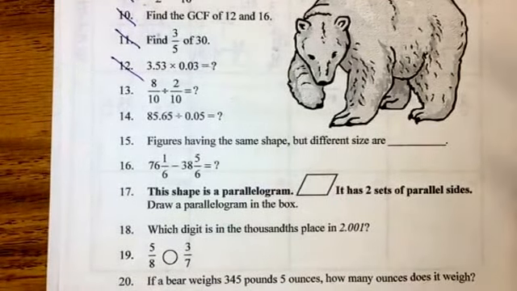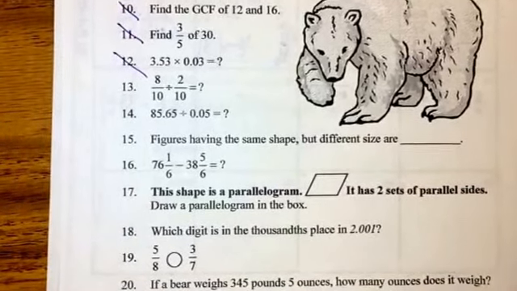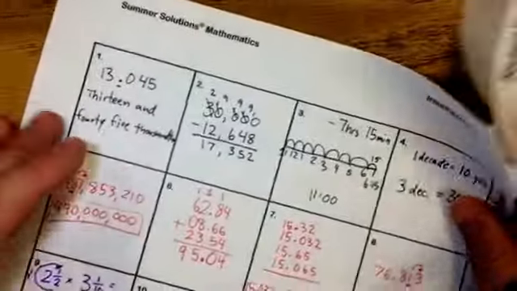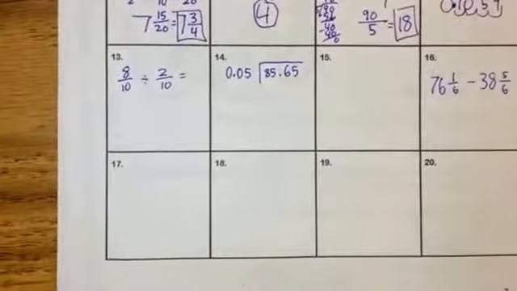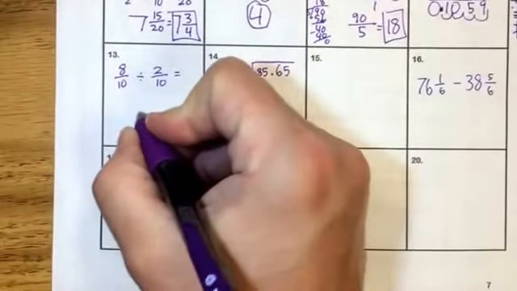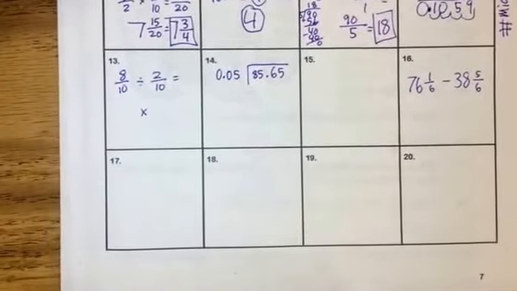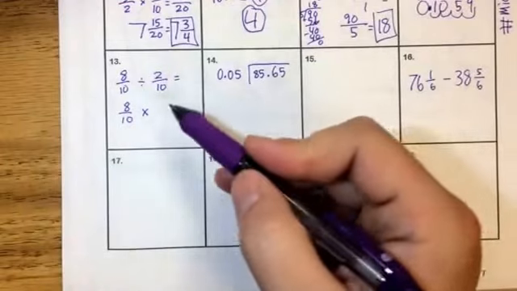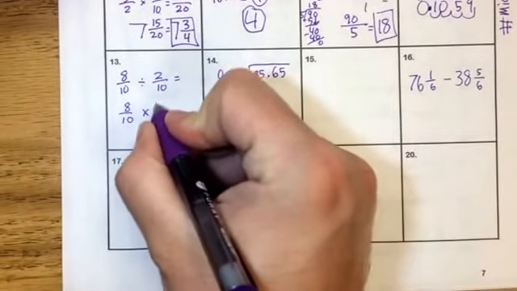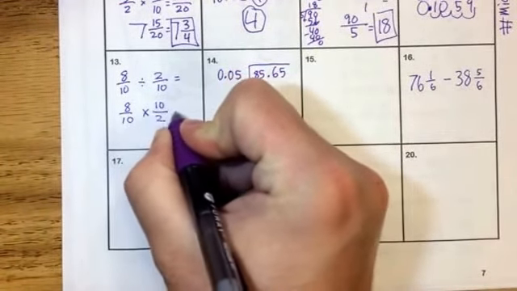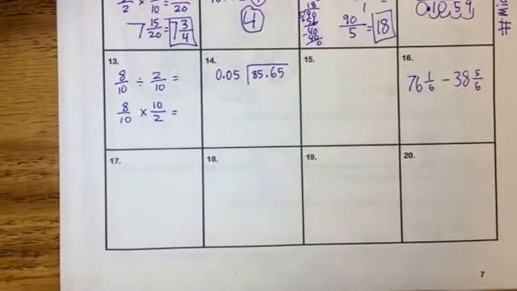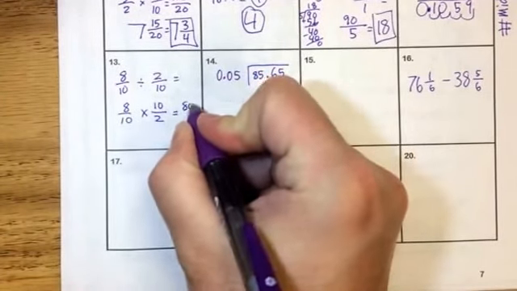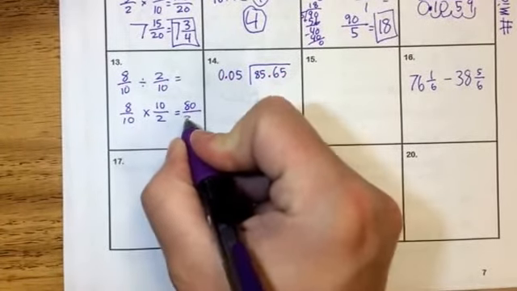13 through 16. Problem number 13, we need to take a look at 8/10 divided by 2/10. Whenever we're dividing fractions, we really turn these into a multiplication problem. So I'm going to leave 8/10 the same, and then I'm going to flip my second fraction, so that's going to actually become 10 halves. And then you multiply as normal. So 8 times 10 is 80. 10 times 2 is 20.